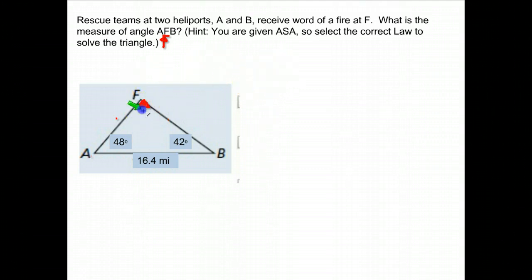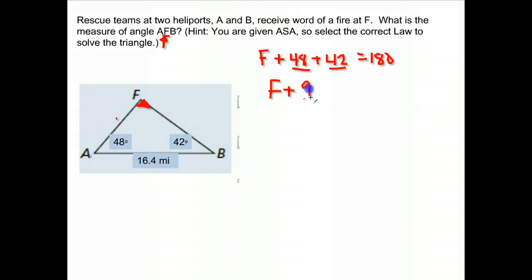All we have to do is say, well, we know that the three angles in a triangle add to be 180. So whatever angle F is, plus 48 plus 42, together those should equal 180. Again, that's because they're the three angles in a triangle. I'm going to go ahead and add my 48 and 42 together. Now I get 90, so F plus 90 equals 180, and then subtract 90 from both sides. And I get F is a 90-degree angle. Doesn't look like that, but it's close.